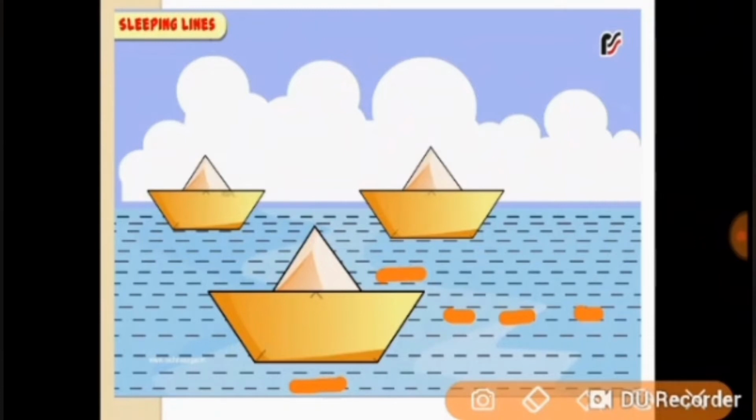Which kind of lines are these? These lines are slanting lines or diagonal lines. Can you see two more diagonal lines in this board? Yes, these are the two diagonal lines on this board.